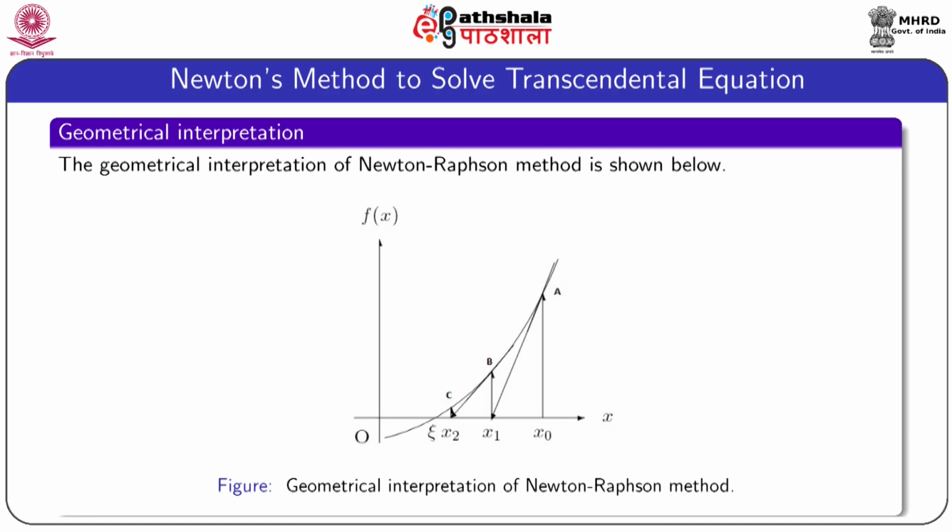and that tangent cuts the x-axis at the point x2, and then we draw another tangent at the point C, and gradually the tangents generate a sequence of numbers, and that sequence goes to the exact root xi, which is the intersection of the curve and the x-axis. So a lot of tangents are drawn in the Newton-Raphson method. For this reason this method is also known as the method of tangents.